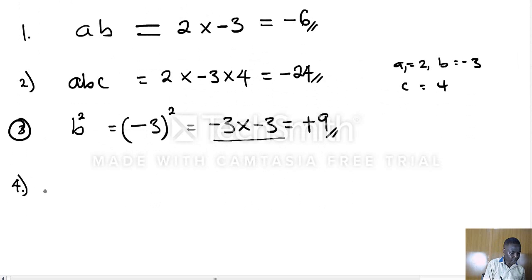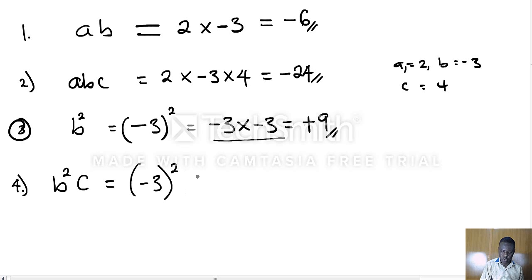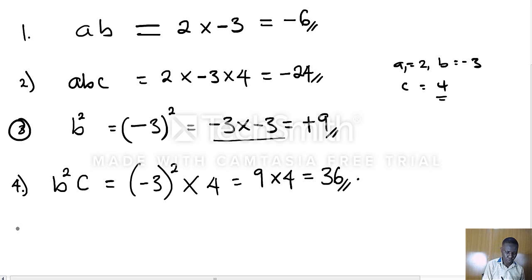Question 4 says B squared C, which can be simplified to be B squared, which we said is -3. I'm substituting -3 squared to be multiplied by C, and our C is giving us 4. If you look at it here, and this is equal to, we have already gotten B squared from question 3 to be +9. That still stands. So this is equal to 9 times 4, and 9 times 4 is said to be 36.